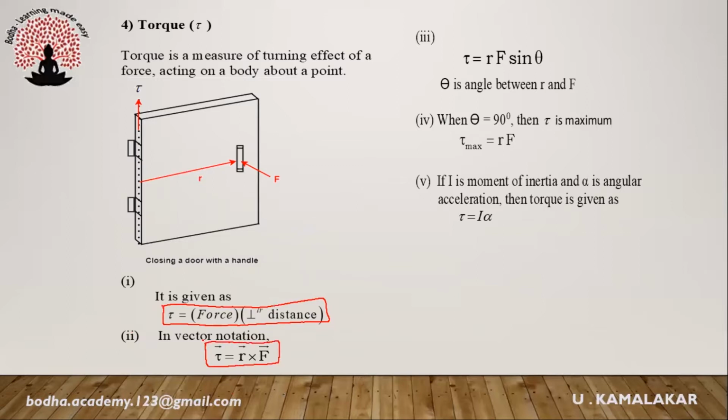By applying the definition of cross product, torque can also be expressed as tau is equal to rF sin theta, where theta is the angle between r and F. When theta is 90 degrees, that is r and F are perpendicular to each other, then tau is maximum. Tau max is equal to rF. Torque can also be expressed in terms of moment of inertia and angular acceleration. It is given as tau is equal to I alpha.